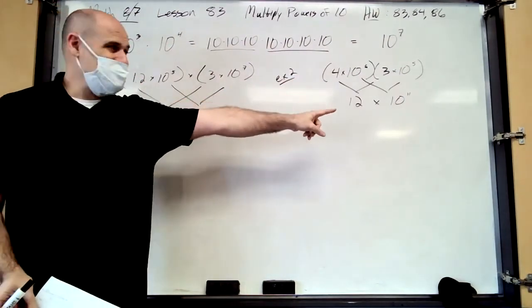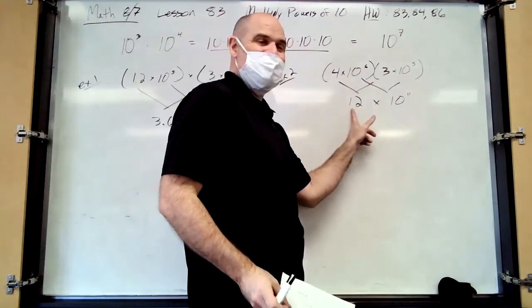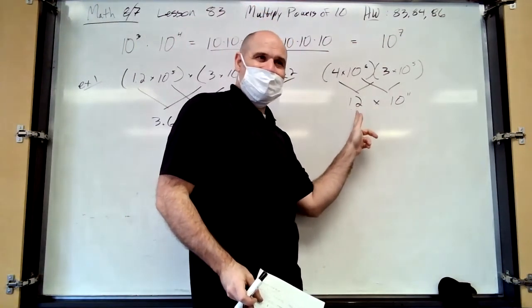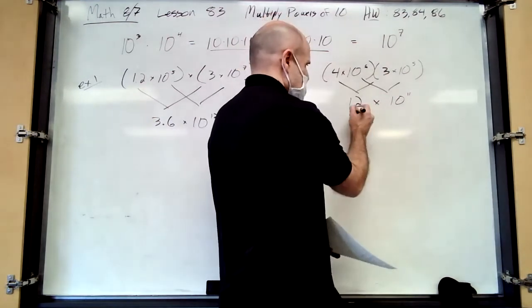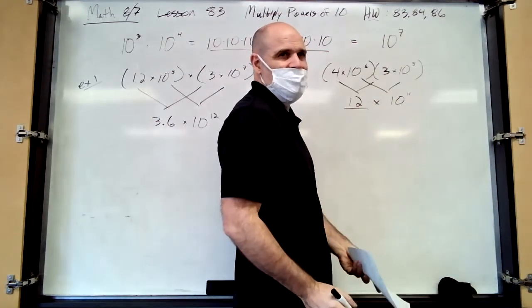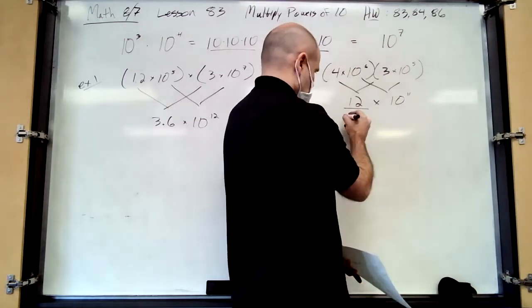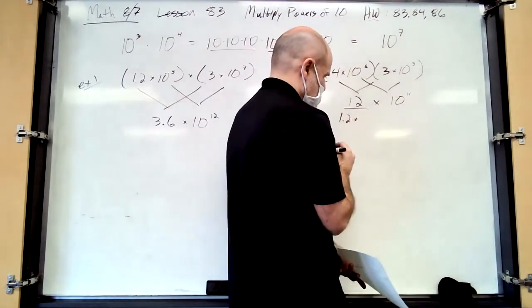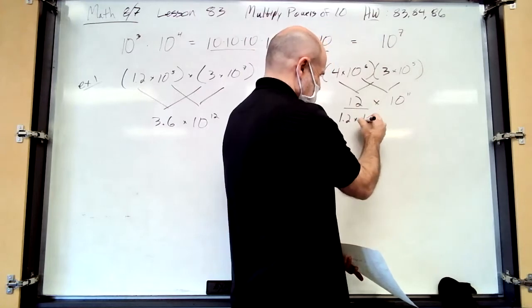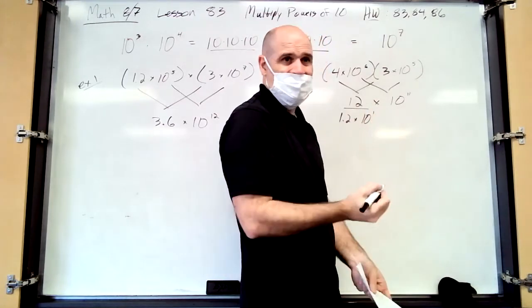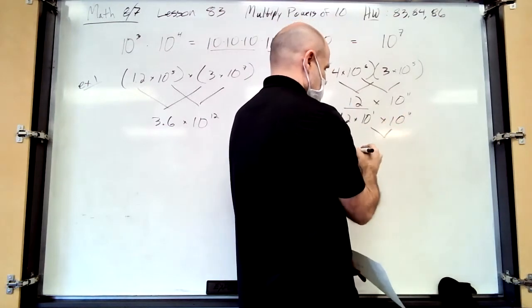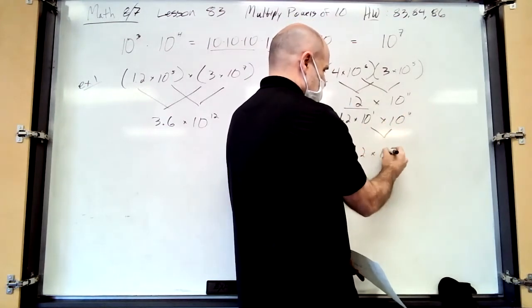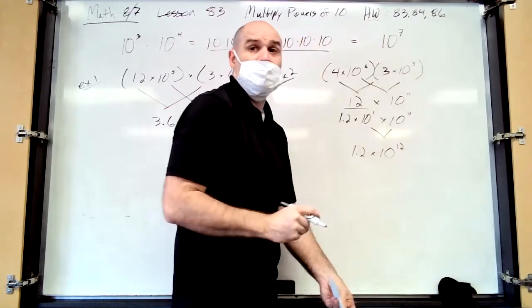No. What makes it not in scientific notation? The decimal needs to be there. Well, if I put the decimal there, I have to multiply by another power of 10. So how do you write 12 as a power of 10? 1.2 times what? 10, or 10 to the first. Times 10 to the 11th, which is 1.2 times 10 to the 1 plus 11, which is 12.